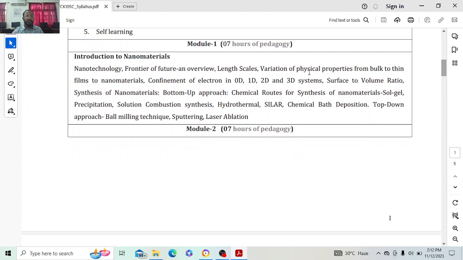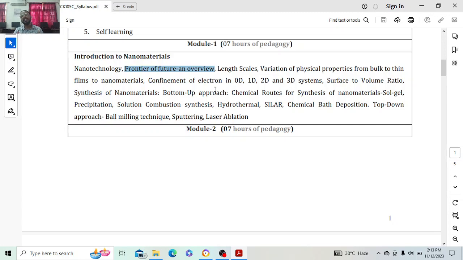Okay, so module 1 explains what nanotechnology is: introduction to nanotechnology, definition of nanoscience, definition of nanotechnology, different famous definitions, all those things. Then the frontier of the future and an overview. That means how exactly nanotechnology is going to affect the future, and how it is going to change the future and the world we live in. All those things can be studied in this.